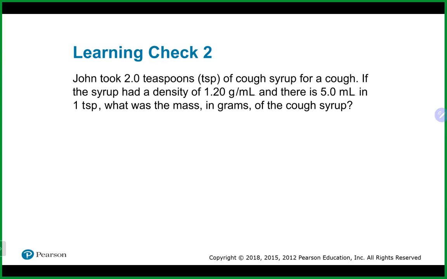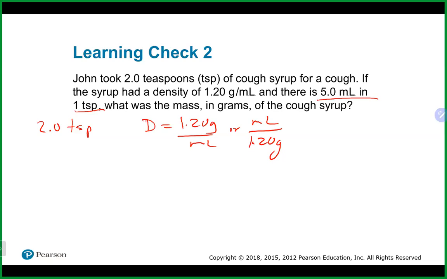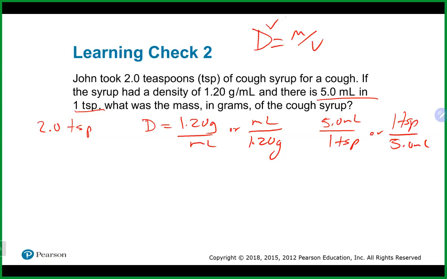So we have a few things going on in this problem. Obviously, John took 2 teaspoons of it. We're also given the density of 1.20 grams per milliliter, which we could again use as a conversion factor in either form. We also have another conversion factor given to us, which is that there are 5 milliliters in 1 teaspoon. So 1 teaspoon is 5 milliliters. In this case, we are dealing with density, and we are given the density. We're actually looking for the mass.